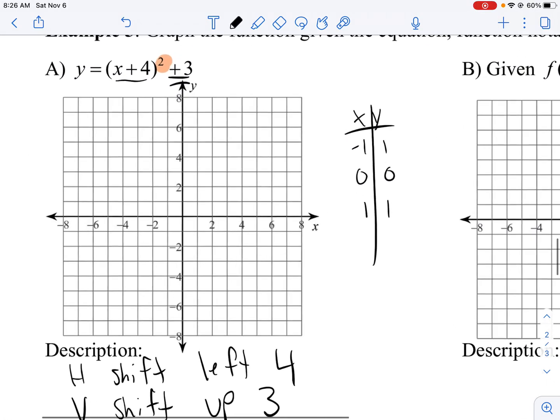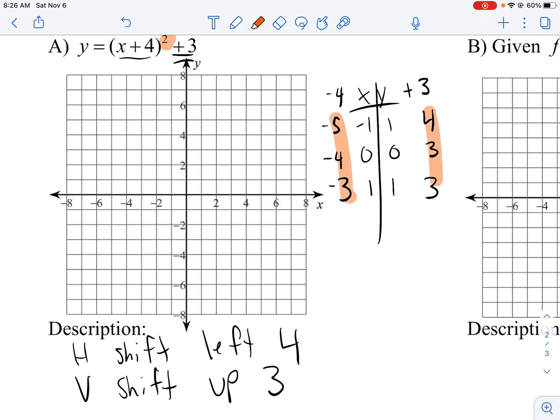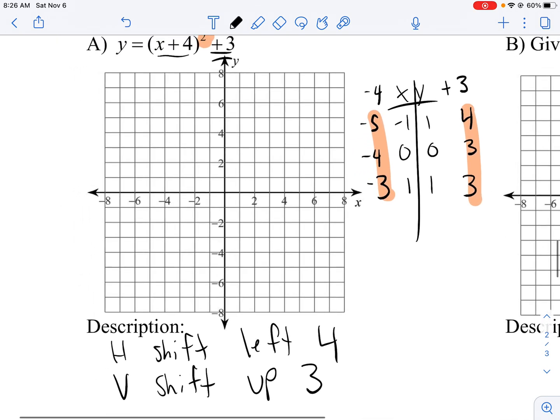Alrighty, so let's finish up the graph. First of all, we know we're going to the left 4 on our x's. Left 4 is subtracting 4. On the y's, we're going up 3. Up 3 is positive, so we add 3. So 1 plus 3, 0 plus 3, 1 plus 3. Negative 4 minus 1, 0 minus 4, 1 minus 4. You take your two outermost columns, and then we plot the points. So we have negative 5, comma 4. Negative 4, comma 3. And negative 3, comma 3.